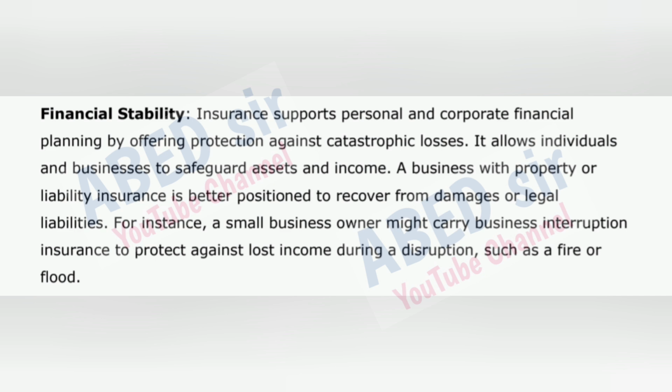Financial stability. Insurance supports personal and corporate financial planning by offering protection against catastrophic losses. It allows individuals and businesses to safeguard assets and income. A business with property or liability insurance is better positioned to recover from damages or legal liabilities. For instance, a small business owner might carry business interruption insurance to protect against lost income during a disruption, such as a fire or flood.